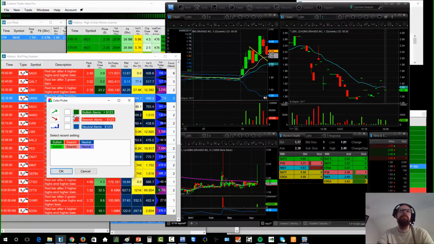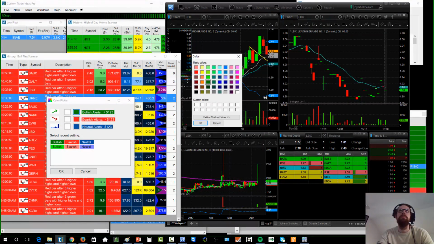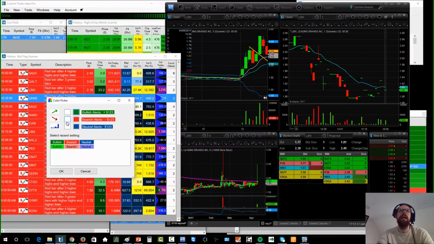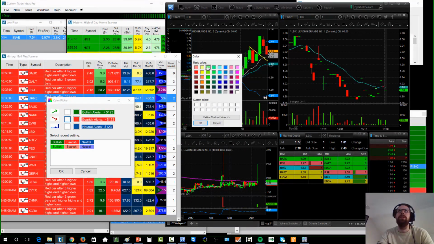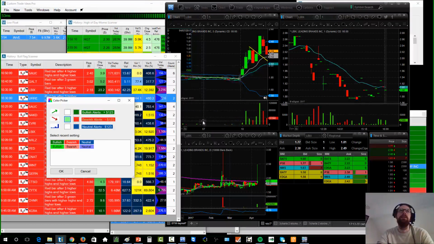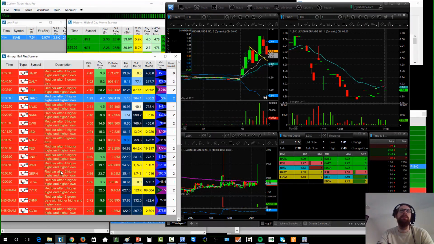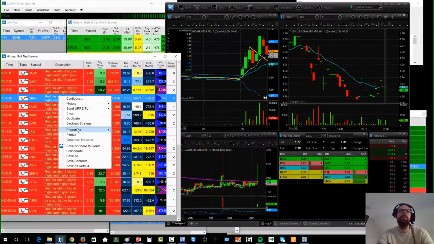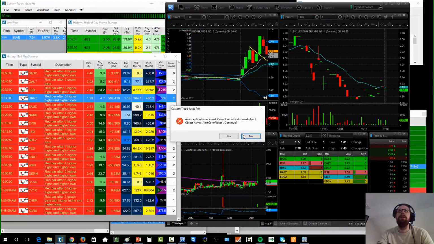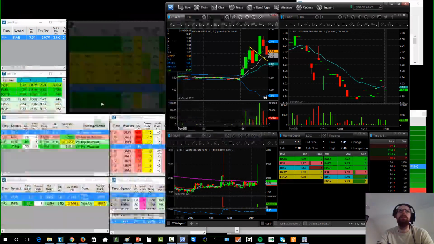Let's say this is actually calling it a bearish alert, but I'm considering it bullish. So I'm just going to change this to like a light green. I think that'll just be easier to read. Oops, that made it worse. Let's go to properties, select color. That's not what you like to see.